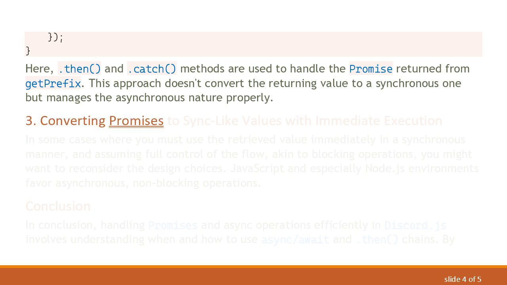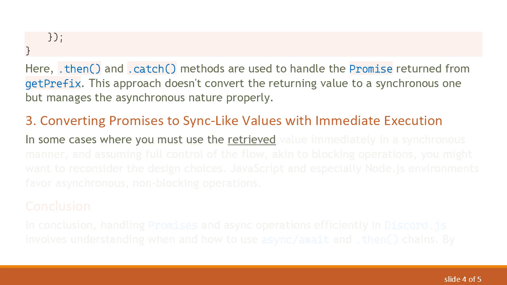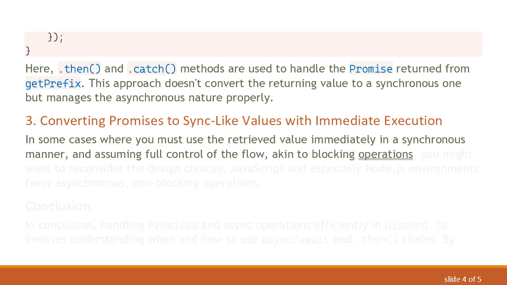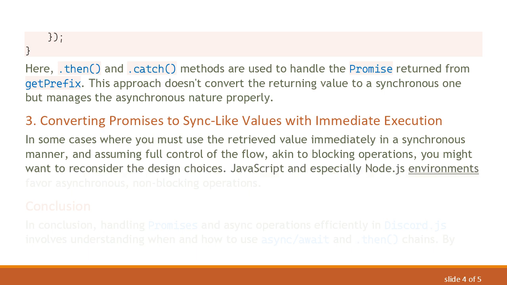3. Converting promises to sync-like values with immediate execution. In some cases where you must use the retrieved value immediately in a synchronous manner, and assuming full control of the flow, akin to blocking operations, you might want to reconsider the design choices. JavaScript and especially Node.js environments favor asynchronous, non-blocking operations.